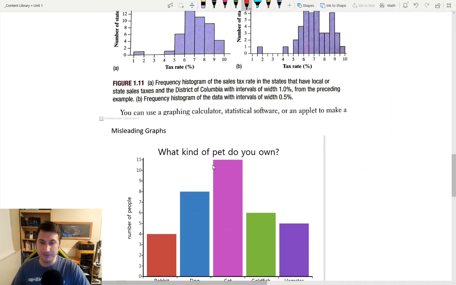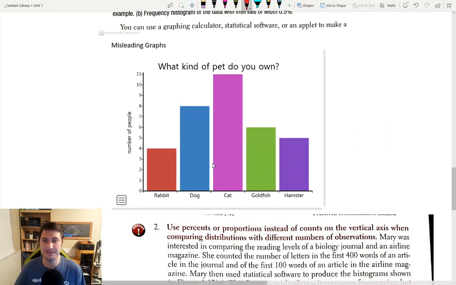All right, time for some pitfalls. Misleading graphs. Hey, look, there's a graph. It's got bars on it. That must be a histogram. If I was an evil teacher, I would ask you to describe this distribution and tell me about the shape, the outliers, the center, and the variability. And you would say, oh, look at this. It's symmetric. It has a single peak at cat, I guess. And you might go from there.